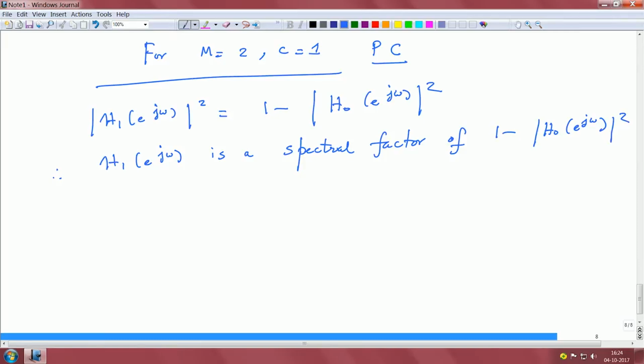That is, if you took 1 minus this magnitude square and then do spectral factorization, then you can get one of your filters as a spectral factor of this term. So, this is sort of straightforward. I will not be dealing with spectral factorization techniques, because this hopefully would be covered as part of your undergraduate digital signal processing.